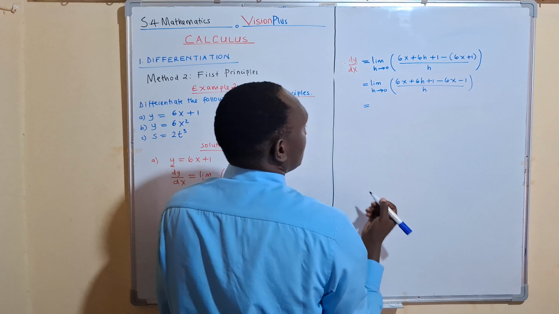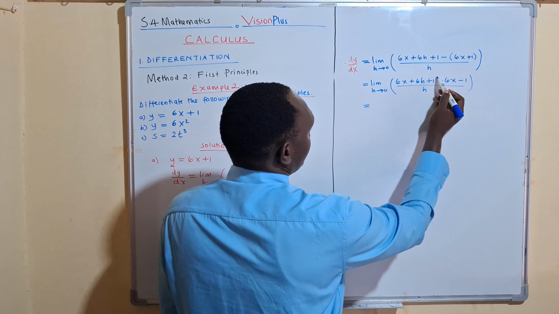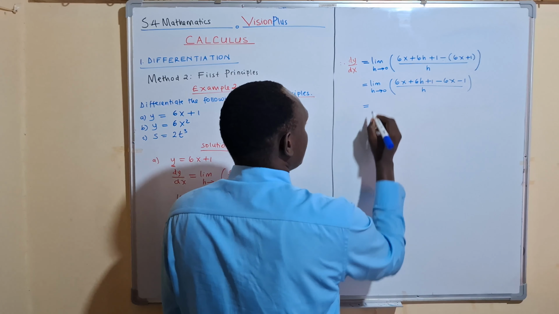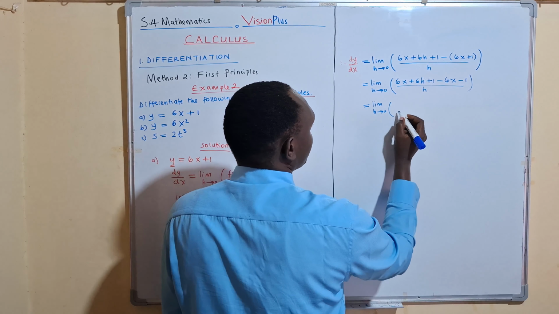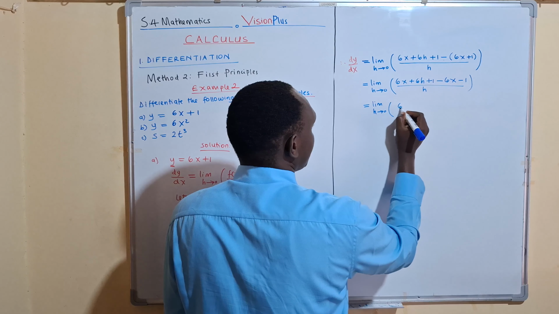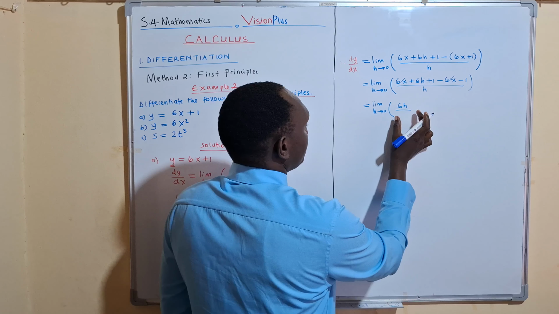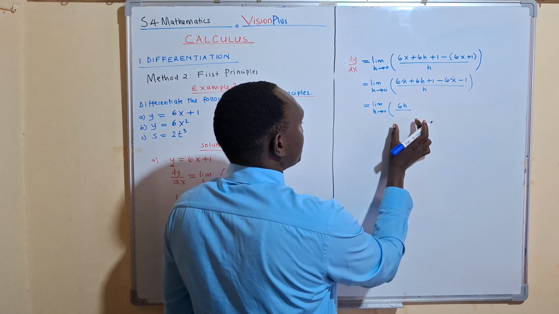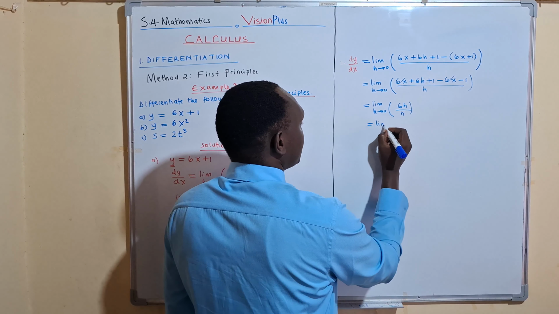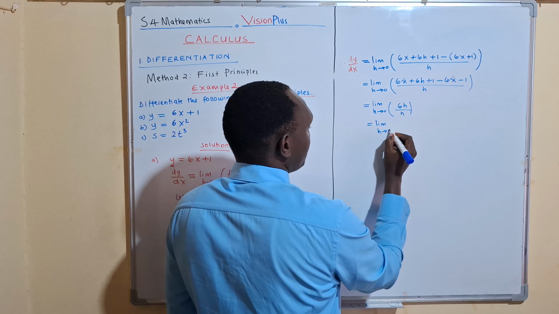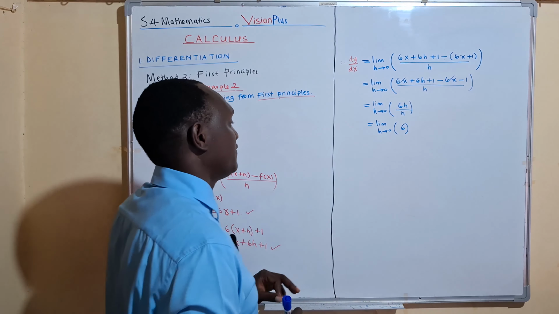Then we simplify. 6x minus 6x, they will cancel. Positive 1 and negative 1 will cancel. That gives us limit as h tends to 0 for the function. We shall be left with 6h because these are cancelled. We shall be left with 6h over h. Then we simplify. This gives us limit as h tends to 0 for the function of 6. h and h are going to divide and they give us 1.